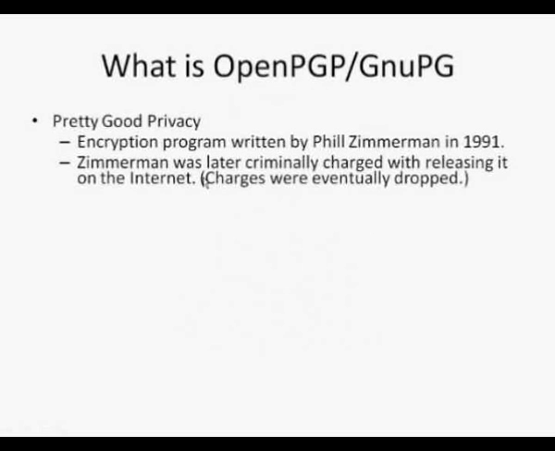Pretty Good Privacy is a data encryption and decryption computer program that provides cryptographic privacy and authentication for data communication. PGP is often used for signing, encrypting, and decrypting emails to increase the security of email communications. It was created by Philip Zimmermann in 1991.